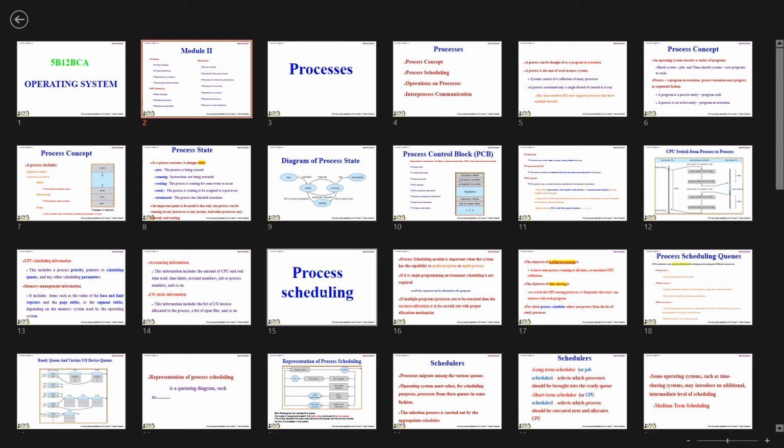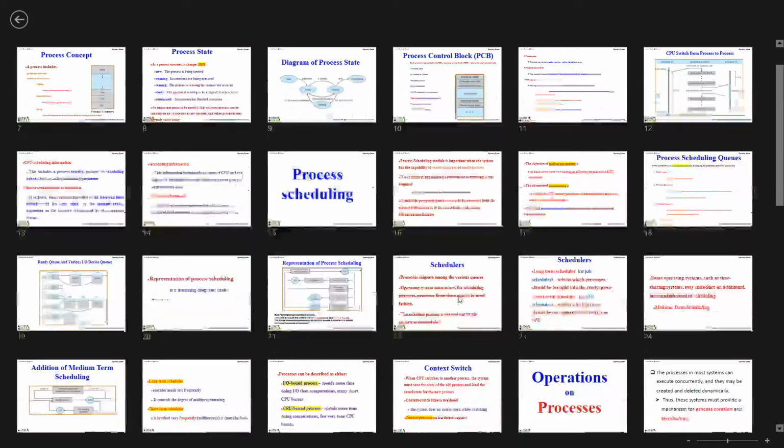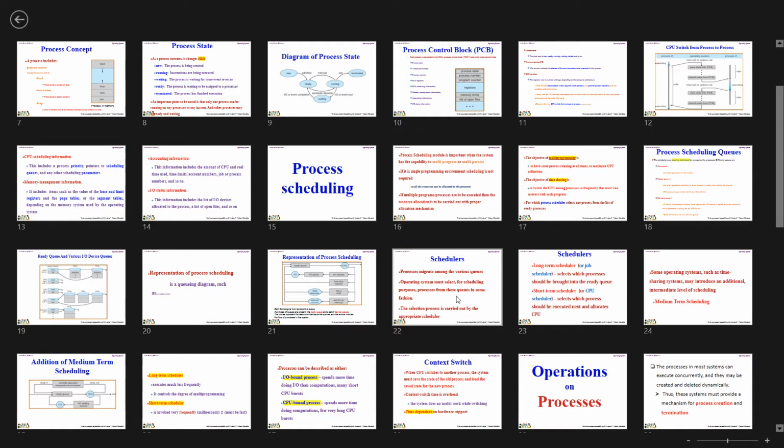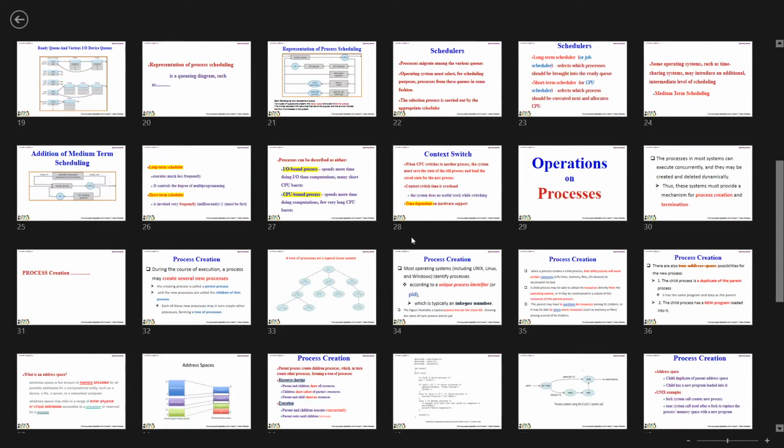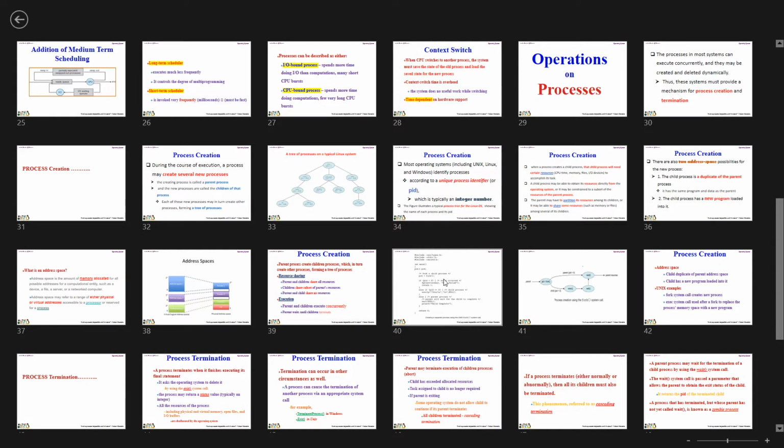Then we also talked about process scheduling, and in process scheduling we talked about what you mean by scheduling queues and what the different schedulers available are, like long term and short term schedulers. Long term scheduler is also known as job scheduler, and the short term scheduler is also known as CPU scheduler. Then we also talked about the operations on processes yesterday, where we talked about process creation and process termination, because these are the two very important operations that are done on processes by the operating system.